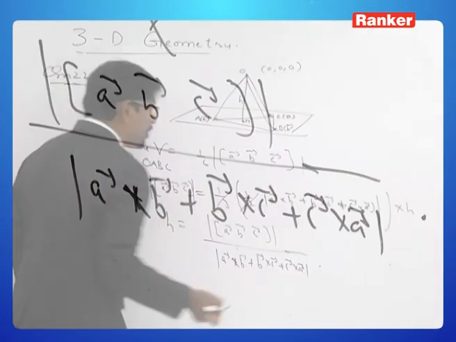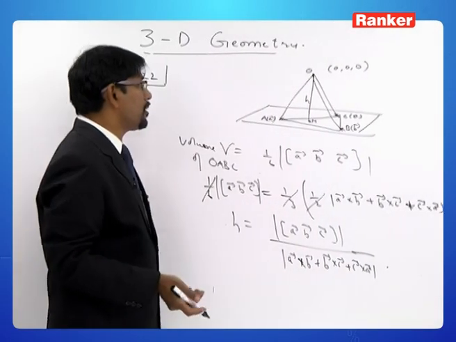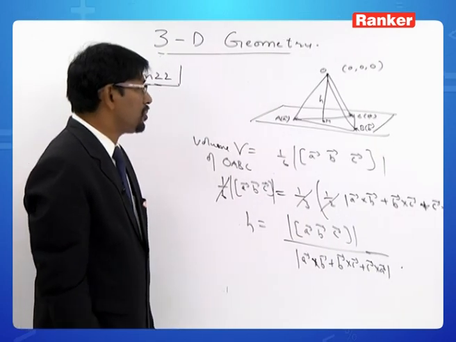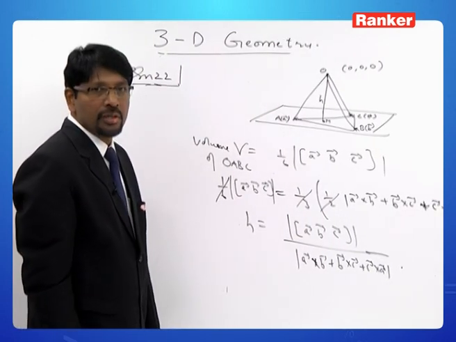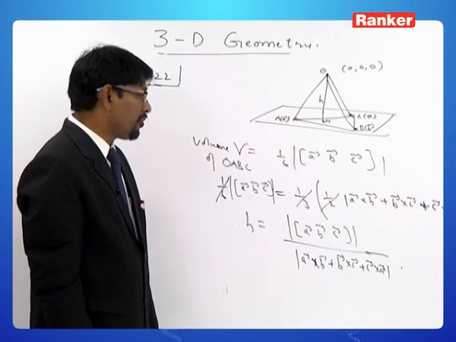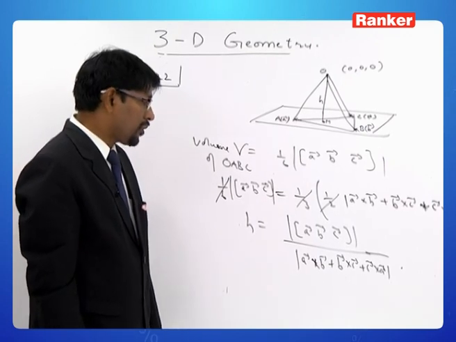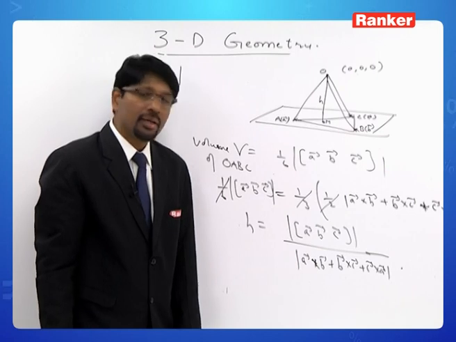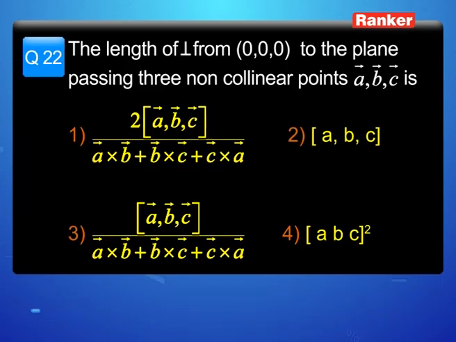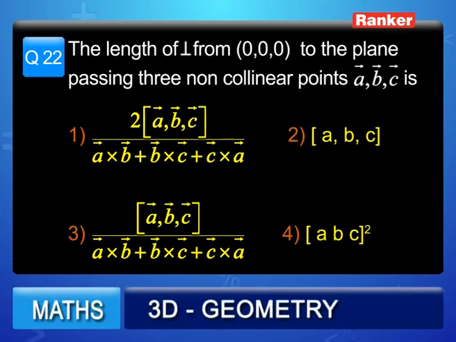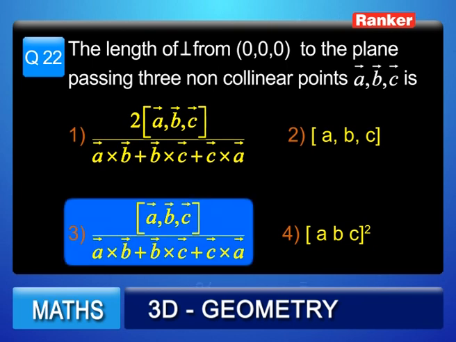It's more or less a formula that you can remember. That is the distance from origin to the plane containing the 3 points A bar, B bar, C bar: box of ABC by modulus of A cross B plus B cross C plus C cross A. So H is this. Clearly that is seen in option 3. So answer is option 3.